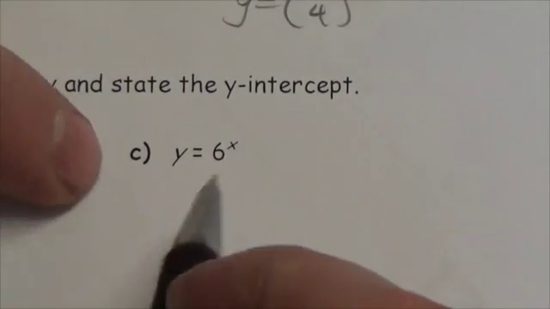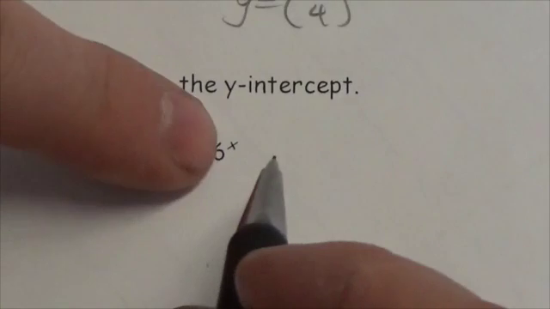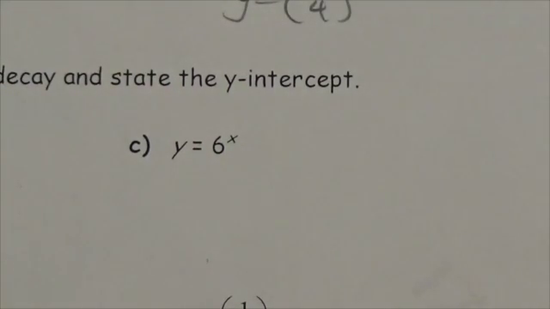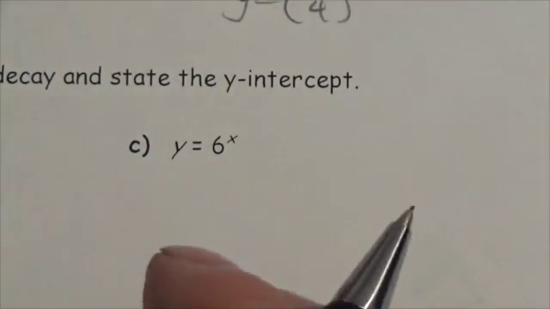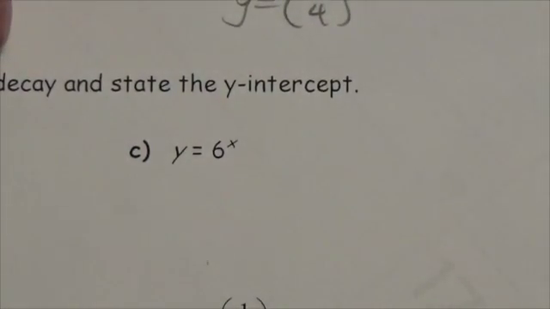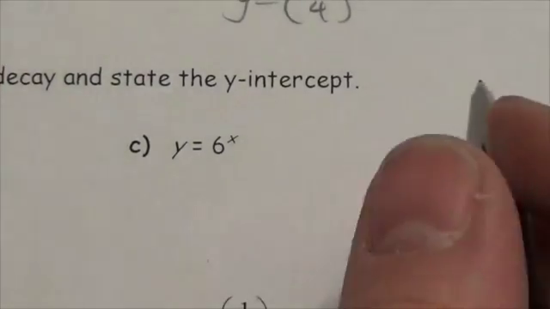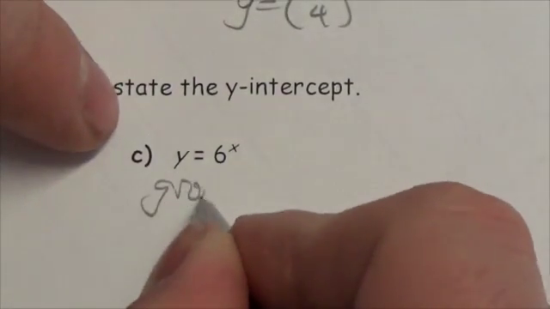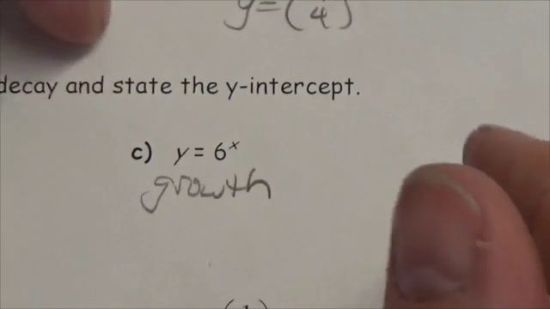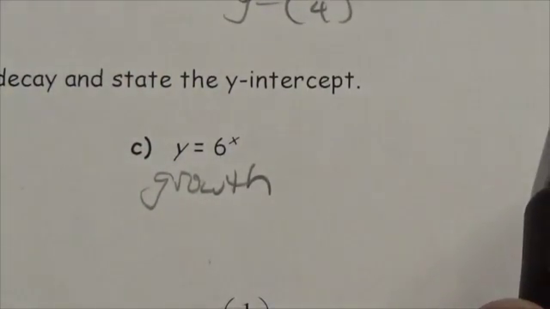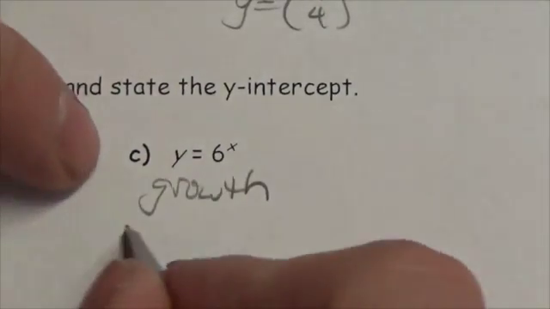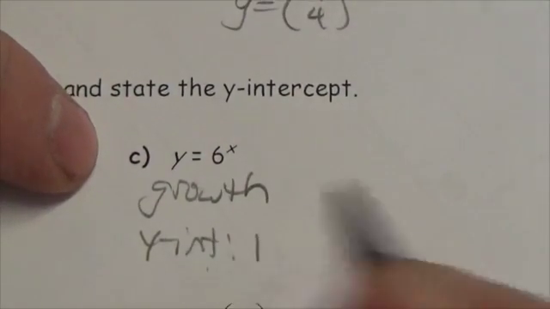Okay, 6 to the x, take a look at the power here. Now notice that the coefficient of the power is not there. 6 is not a, it's the base of the power. And because the base of the power is greater than 1, this is going to be growth. Now, once you plug 0 into this, 6 to the 0 is 1. Well, that's it. There's nothing else to it. The y-intercept here must therefore be 1.